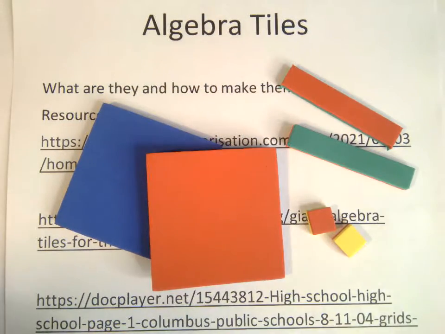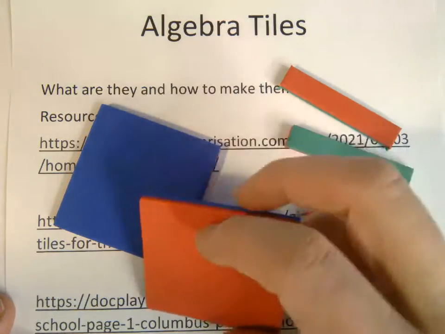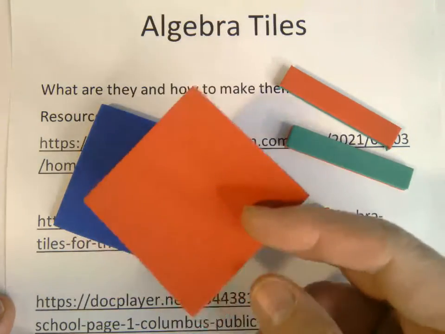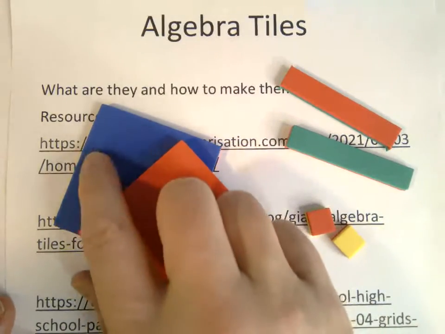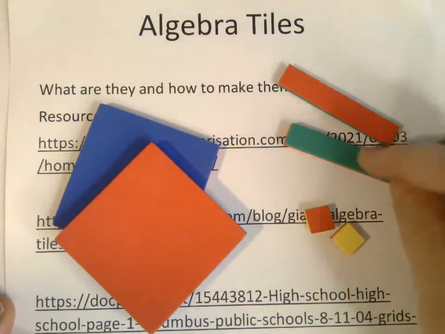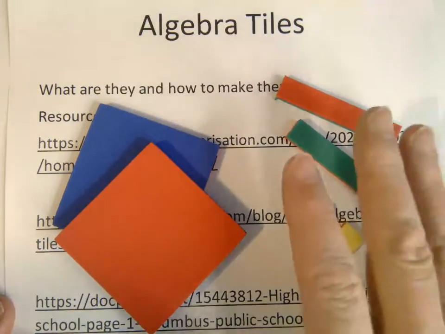Hi, this micro training is on algebra tiles. What are they and how to make them? So, algebra tiles, if you've been to some of my trainings, they're these blocks that look a bit like base 10 blocks. They have a red side and a blue side for these large ones. The small ones have a green and a red side. And the little tiny ones have a yellow and a red side.